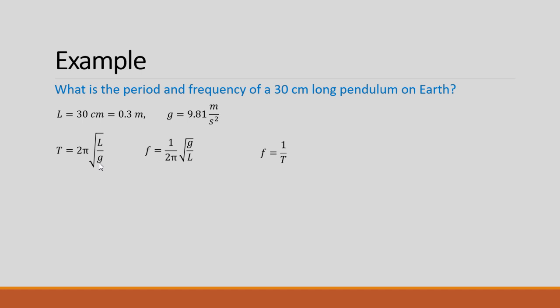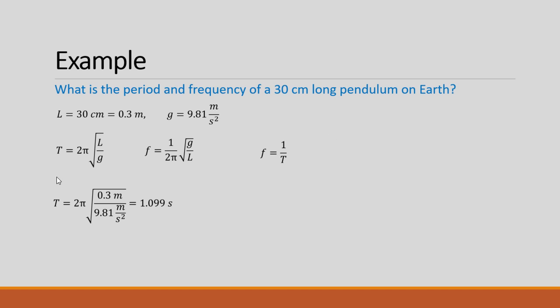Now, let's recall the formulas for period and frequency for pendulums. The period for the pendulum is given by 2 pi times the square root of the length divided by gravity, whereas the frequency is the inverse, so it's 1 over 2 pi multiplied by the square root of gravity divided by the length of the pendulum. So we can solve for either the period or the frequency first, and then just use the formula that the frequency is equal to the inverse of the period to find the other.